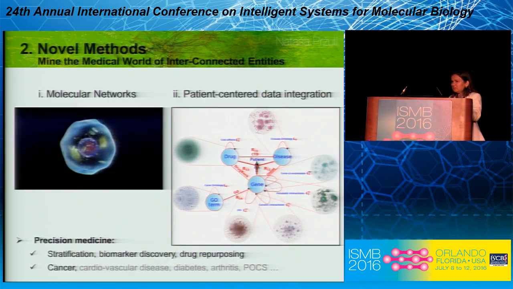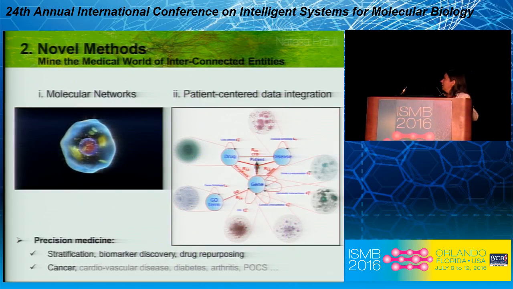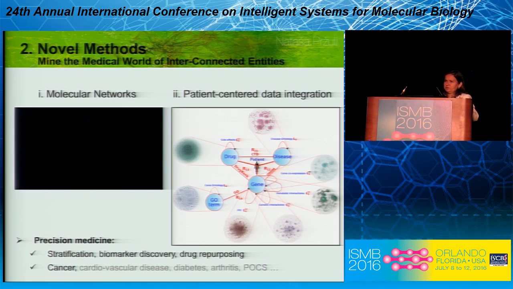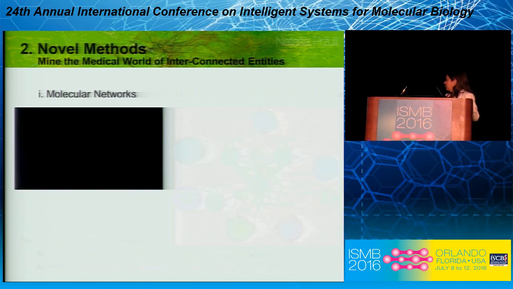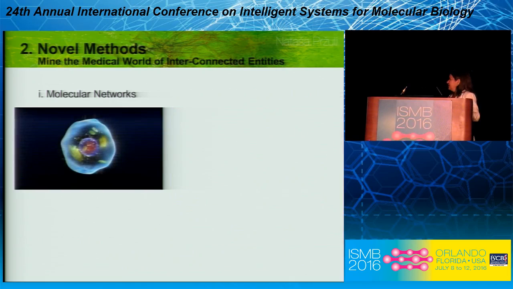All right, now let's go to the second part of my talk. As I said, I will just give two examples of how we mine this interconnected world of biological and medical entities. First, only at the level of molecular networks, and then we use these to do this patient-centered data integration or data fusion. And I will just give an example in cancer, but we are doing similar things for cardiovascular disease, diabetes, arthritis, polycystic ovarian syndrome, and so forth. But in 20 minutes, I'll only talk about the cancer example.